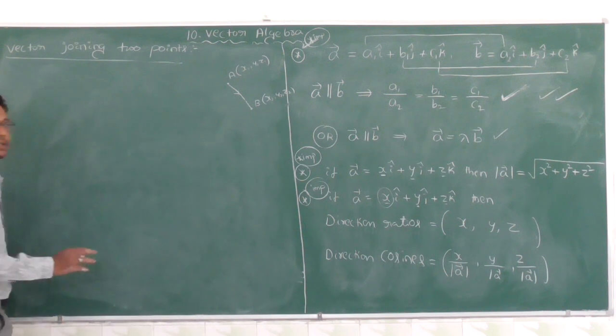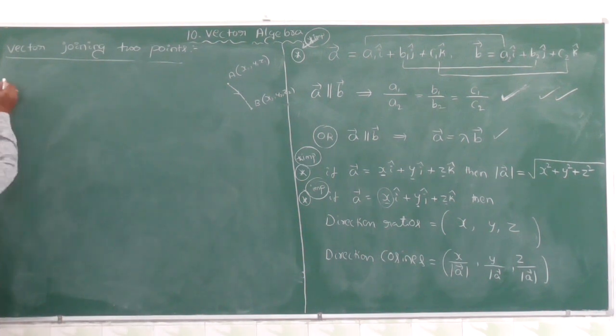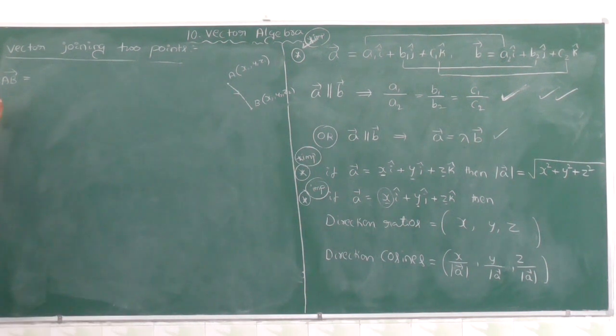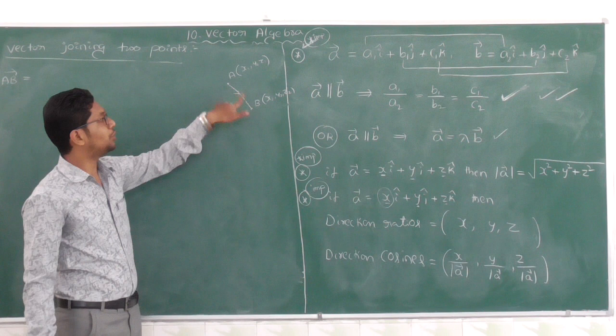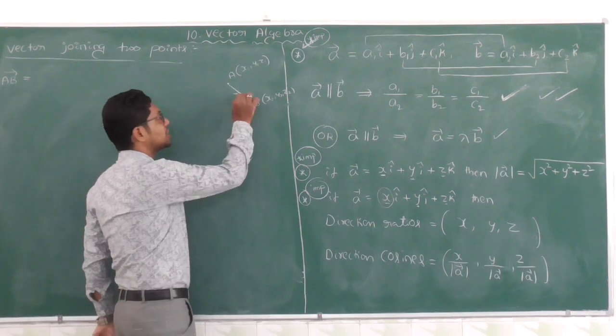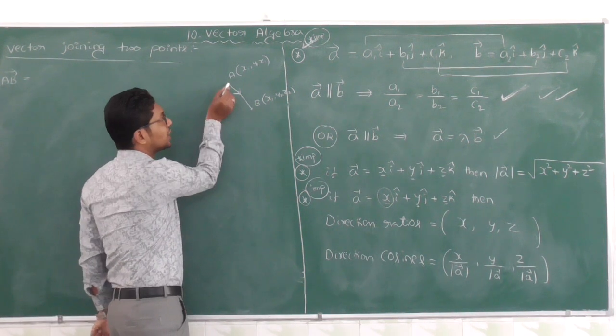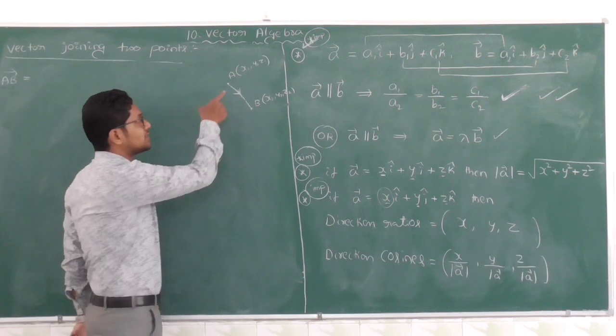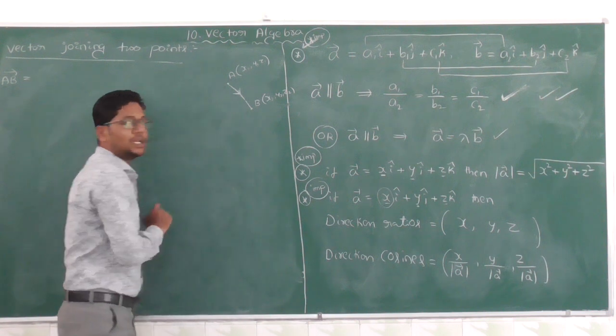How to find the AB vector? Just listen. AB vector. First, A is the initial point. Second one is the terminal point. Initial point, terminal point. Direction is moving like this, from A to B. That's why A is the initial point, B is the terminal point.